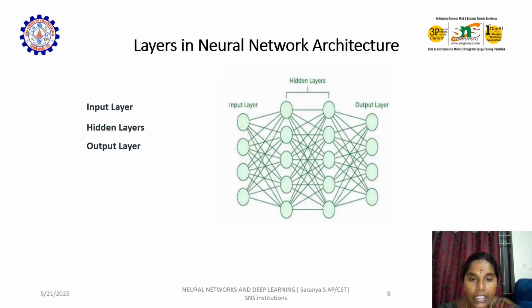The hidden layer performs most of the computational heavy lifting. A neural network can have one or multiple hidden layers. Each layer consists of units, meaning neurons, that transform the inputs into something that the following output layer can use.